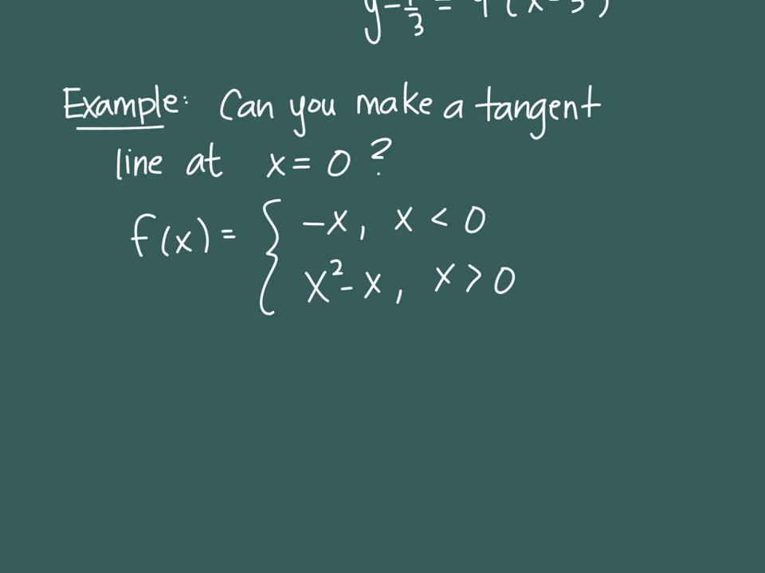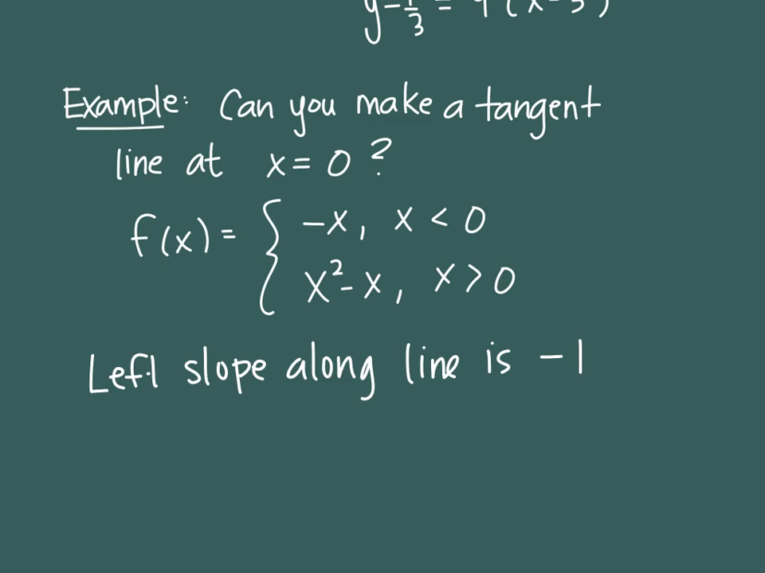Well, to answer the question, you have to know what the slope is along both sides. On the left side, bless you, what's the shape on the left side of this picture? It's a line. Everybody knows the slope of a line, right? Okay, so the left slope along the line is, and what is the slope along that line on the left side? Negative 1, because it's just negative x.